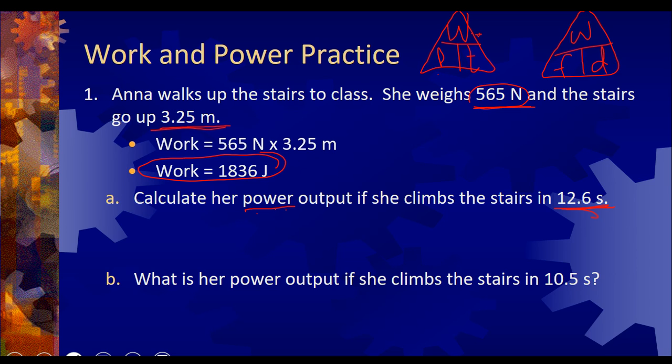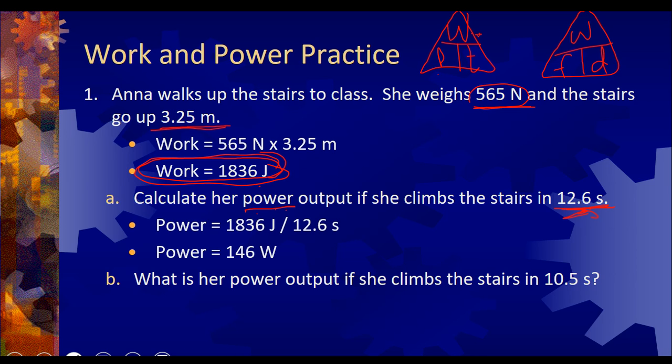Now it says calculate the power output if she climbs the stairs in 12.6 seconds. I can use the work from the previous part. That's going to stay the same. Now I'm going to say power is work divided by time. So here's my work, here's my time. We're going to divide that out, and we're going to get 146 watts.